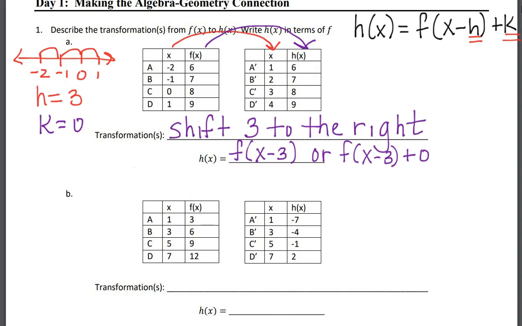Let's look at our second example. And I encourage you to pause the video at any time to try to work it out and then see if your answer matches what we get. So we again begin by comparing x, and we notice that there is no change in our x values. So that would mean that h is 0.